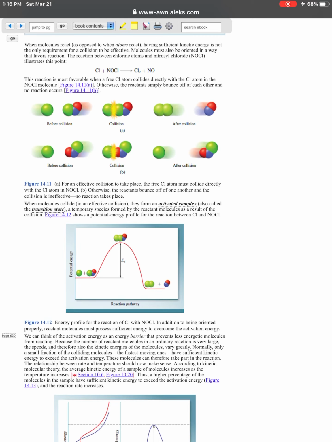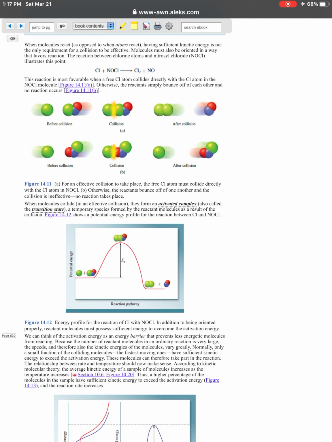When molecules react, as opposed to atoms reacting, having sufficient energy is not the only requirement for a collision to be effective. Molecules must also be oriented in a way that favors reaction. The reaction between chlorine atoms and nitrosyl chloride, NOCl, illustrates this point: Cl plus NOCl gives you Cl2 plus NO. This reaction is most favorable when a free chlorine atom collides directly with the chlorine atom in the NOCl molecule, figure 14.11a. Otherwise, the reactants simply bounce off each other and no reaction occurs, figure 14.11b.